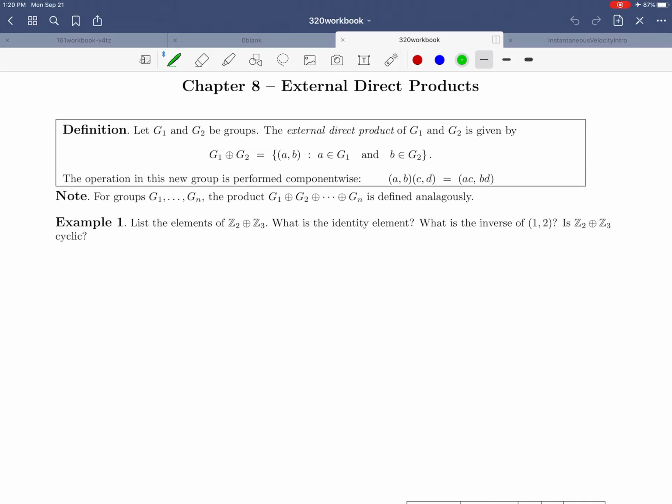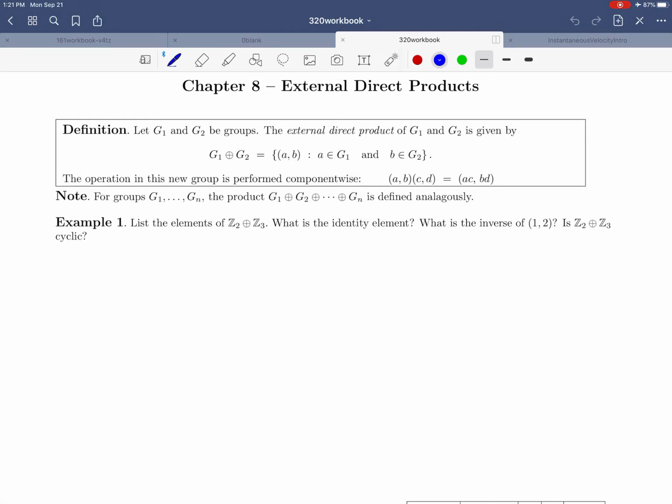Hello everybody. In chapter 8 we're going to learn about external direct products. This is a way to take groups and piece them together to create bigger groups by taking ordered pairs. So let's look at the definition.